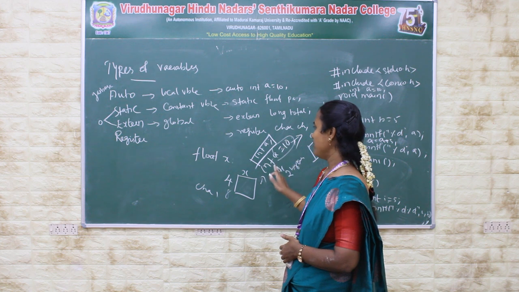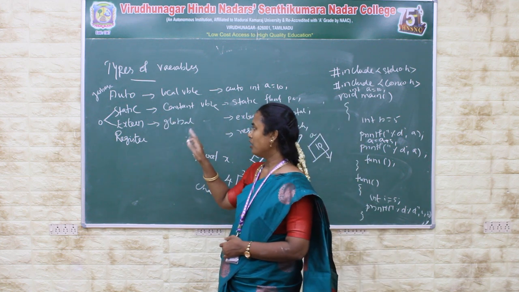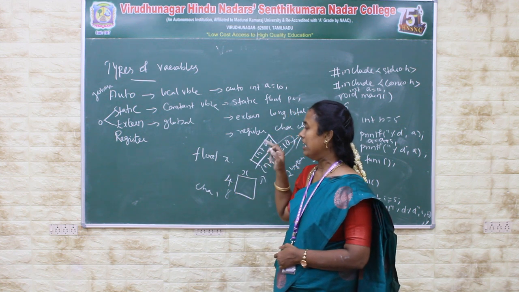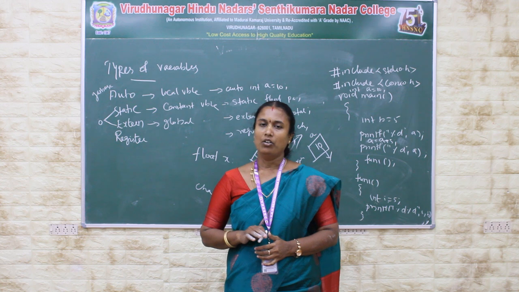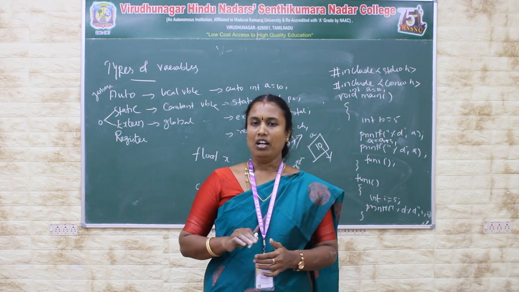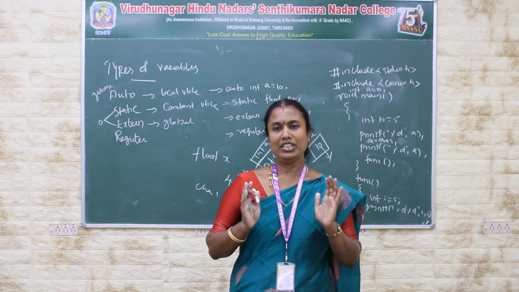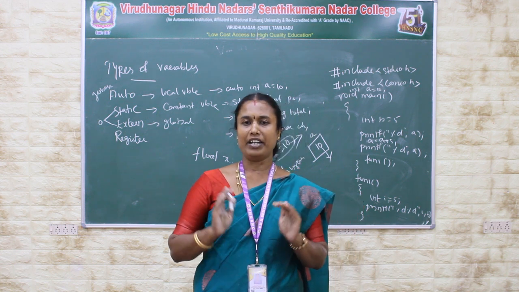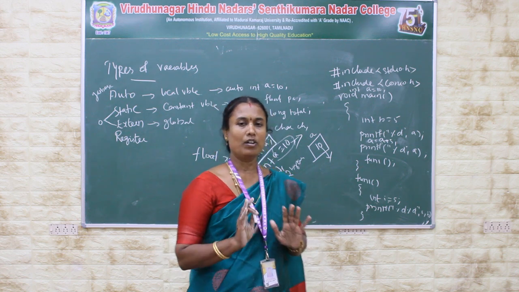In the storage specification we can use 4 kinds of variables: auto, static, extern and register. What is auto? Auto means the local variable. Okay, what is a local variable? A local variable means we can use the value of the variable within the function only. The scope and the lifetime are accessible within the function only. That is called a local variable.